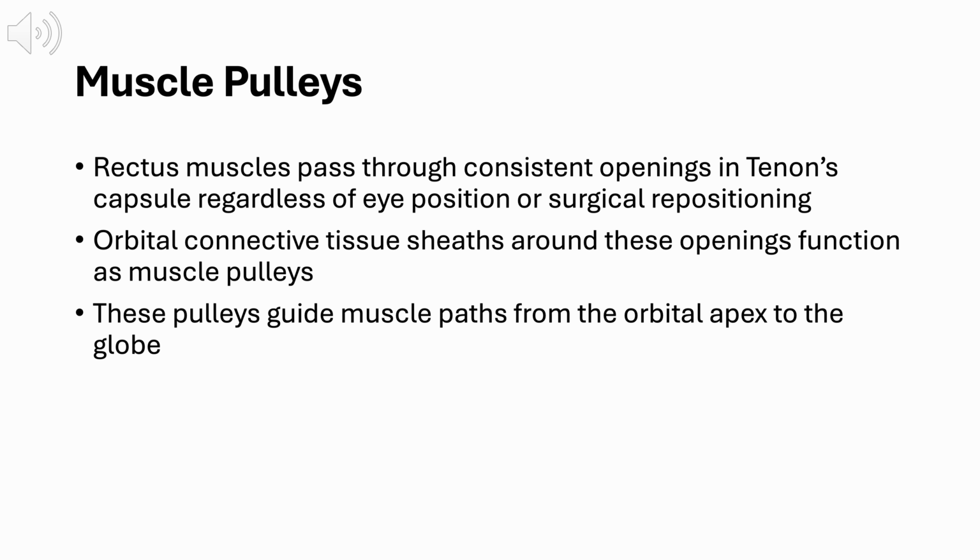Surrounding these openings are orbital connective tissue sheaths, which function as muscle pulleys. These pulleys act like fixed guides that redirect the muscle's line of pull. By guiding the muscle path from the orbital apex to the globe, the pulleys help maintain consistent muscle actions across different gaze positions. This pulley system explains why extraocular muscle function remains predictable and why changes in eye movement can occur even when muscle insertions themselves are anatomically intact.